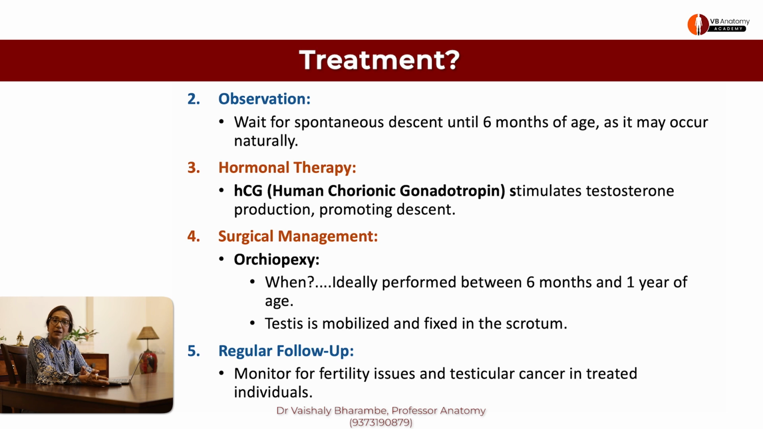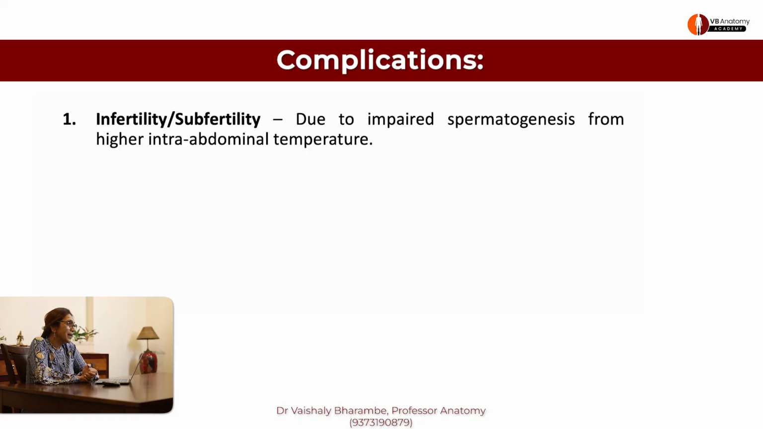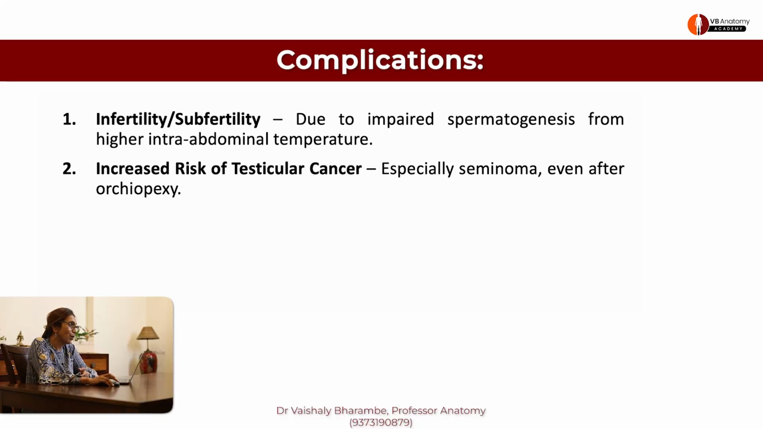But does the story end there? No. You have to have a regular follow-up of that child. You have to see if the testes go into testicular cancer, because undescended testes are very prone to cancers. Right. What are the complications of cryptorchidism? Biggest complication, as you know, is infertility. I'm sure everybody is aware of it. The temperature to which the testis is subjected in the abdomen causes a person to produce infertile or immotile sperms. So infertility is a big problem.